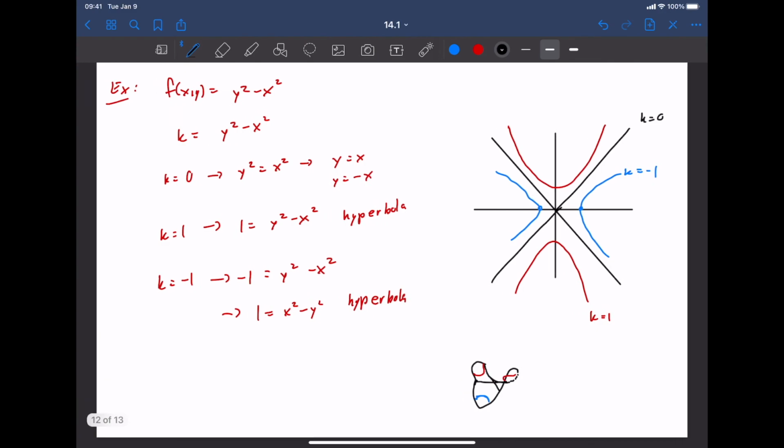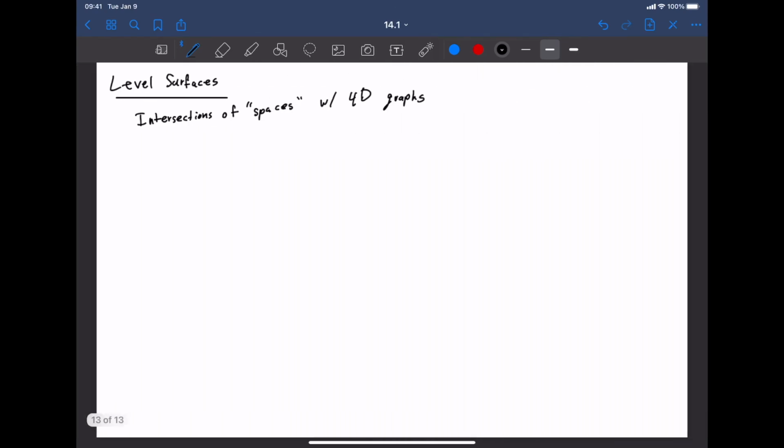So just like the intersection of planes with 3D functions, 3D surfaces gives us curves, an intersection with a 4D guy, a 4D graph will give us surfaces. As weird as that is to think about, this is the only access we have of kind of generating an idea of what's going on in 3D.